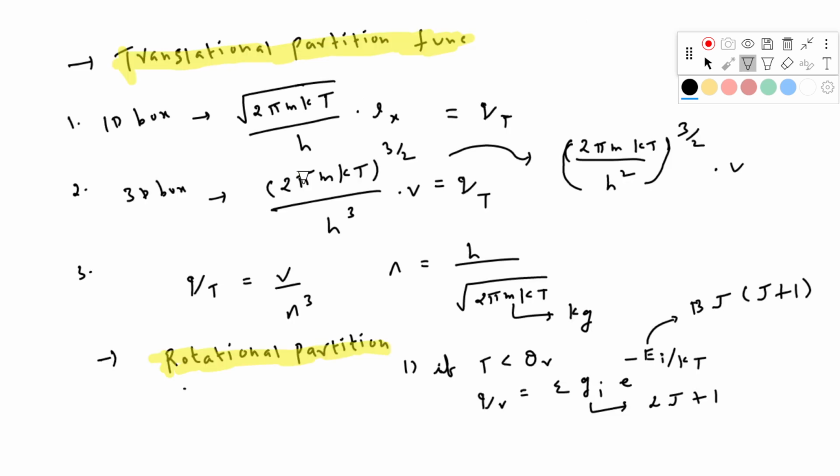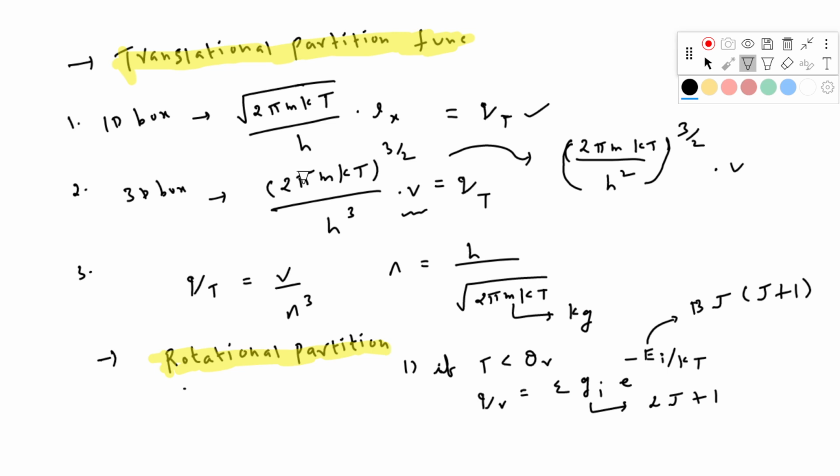Next, translational partition function. If you have a 1D box, this formula is very, very important: root over 2 pi m kT over h, into Lx. For a 3D box, I write root over 2 pi m kT, whole power 3 by 2, over h cube, into Lx into Ly into Lz. Lx into Ly into Lz is your volume.